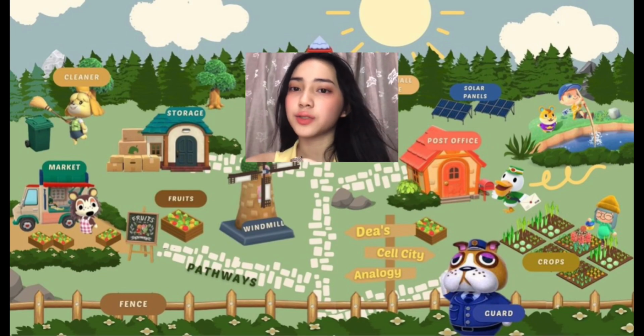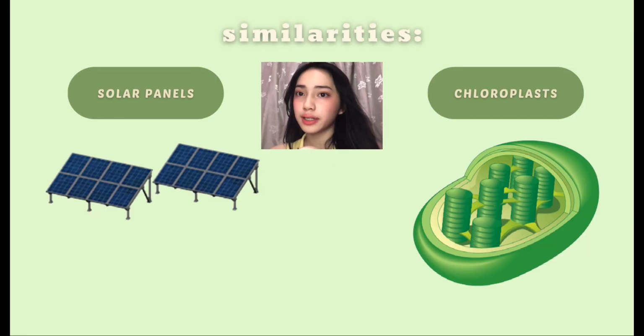And last but not the least, we have solar panels. Their function is to absorb the sunlight and convert it into power that can be used for different applications in the village. Similarly, chloroplasts are plant cell organelles that convert light energy into relatively stable chemical energy via the photosynthesis process.